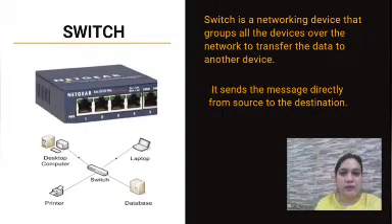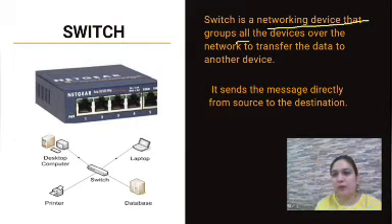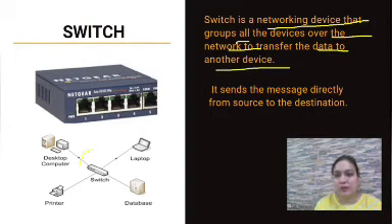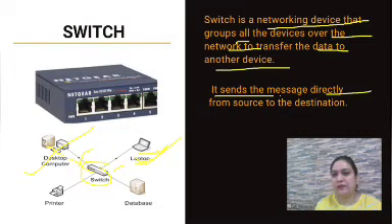Next device is the switch. A switch is a network device that groups all the devices over the network to transfer data to another device. In a switch, when computer 1 transfers data to computer 2, first the data is transferred to the switch, and the switch sends this data to the specific destination. So we can say it can send messages directly from source to destination.